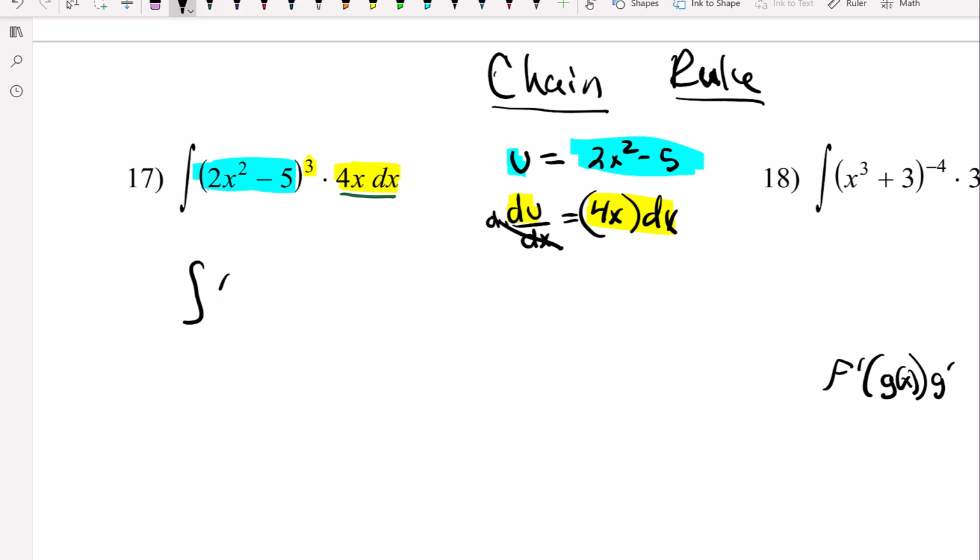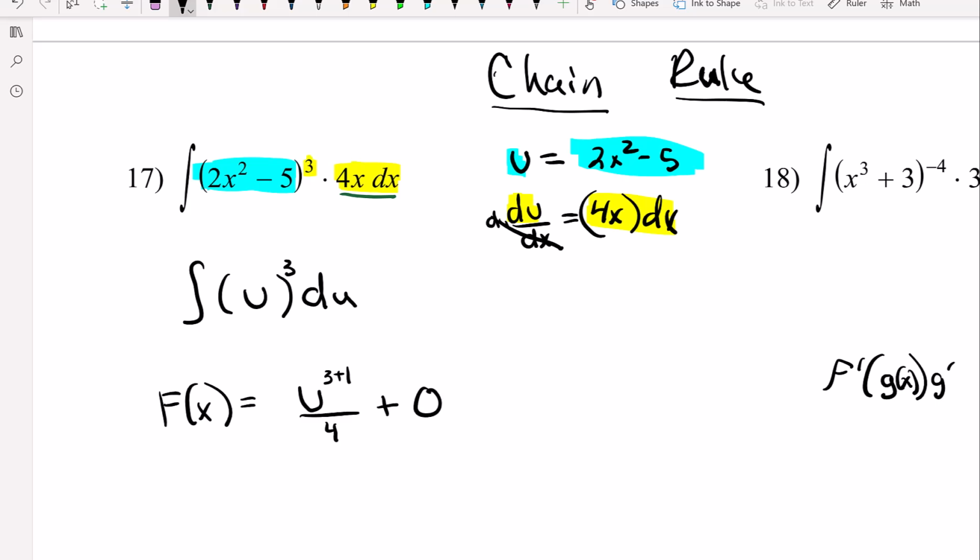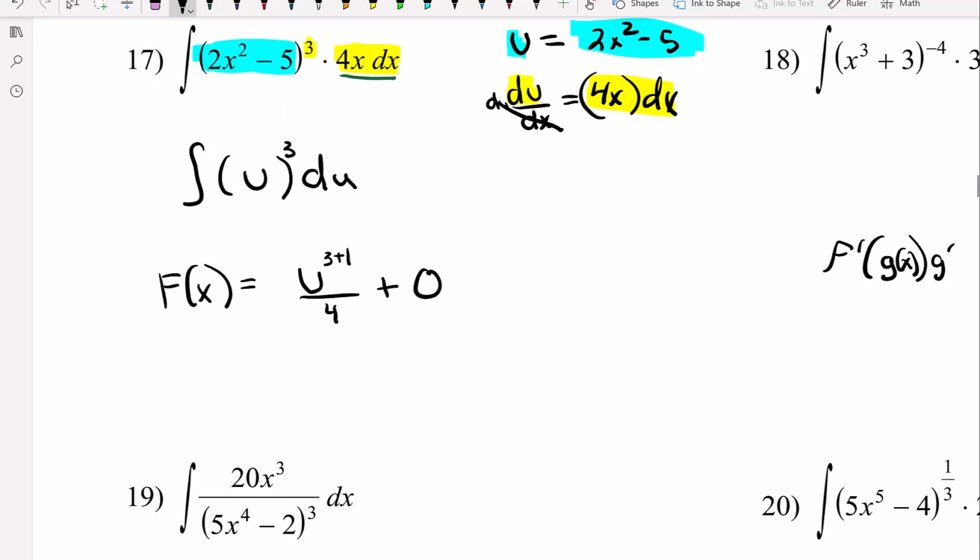So now we can say the integral of u cubed du. All right, now when we integrate that, remember it's going to be u, 3 plus 1 is 4, divide by 4, plus 0, and then when we integrate the 0, it becomes uppercase C. Look at what we have. We have u to the fourth, divided by 4.